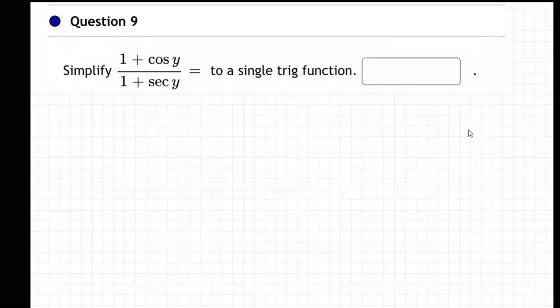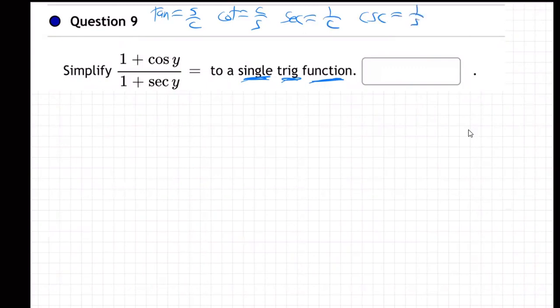Okay, so they want us to make this into a single trig function. Let's remember, tangent is sine over cosine. Cotangent is upside down of that, cosine over sine. Secant is 1 over cosine, and cosecant is 1 over sine. Okay, so what do we have here?